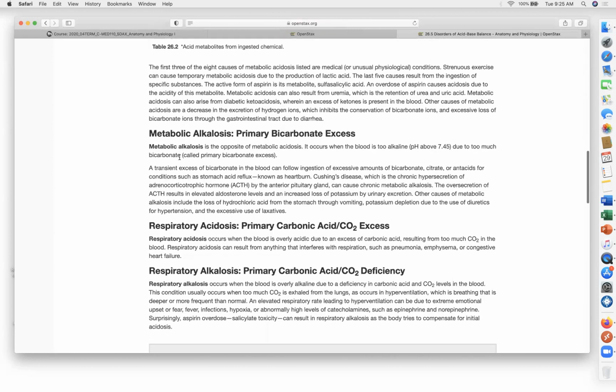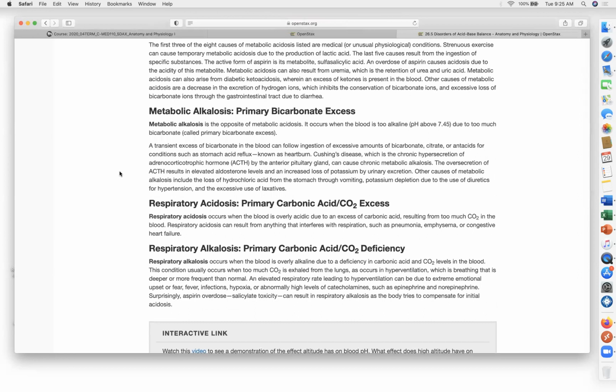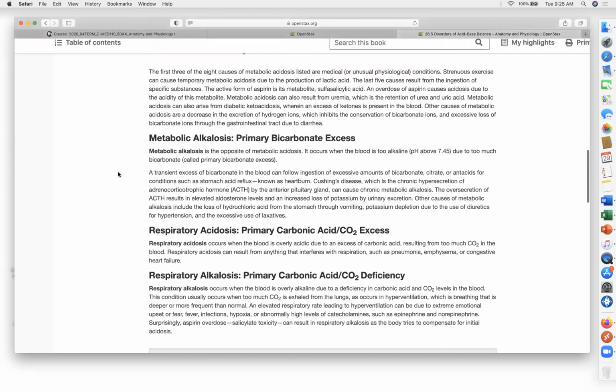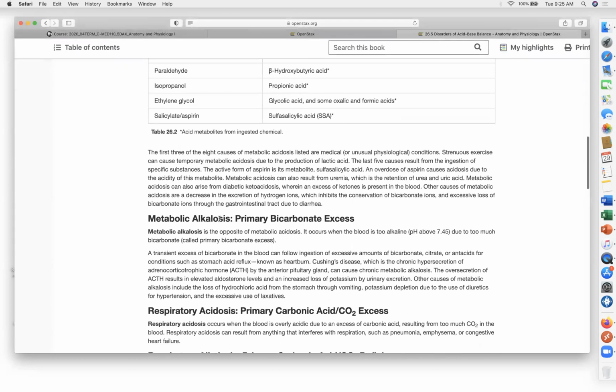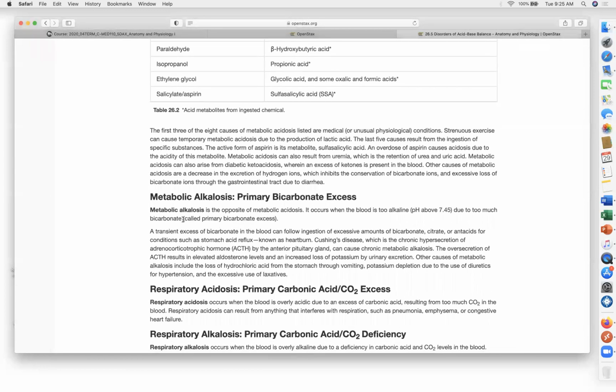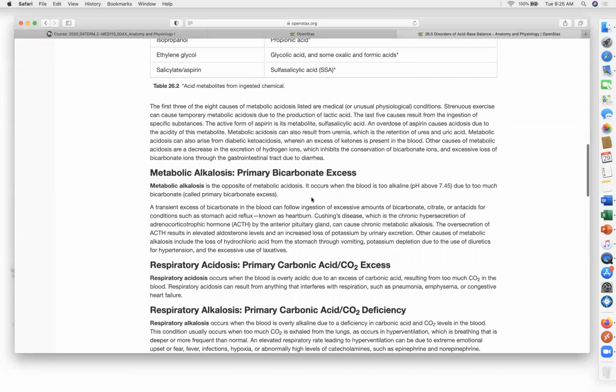Let's look at metabolic alkalosis. Remember, there's a metabolic and a respiratory component of acid-base. Metabolic alkalosis means osis, abnormal condition, of alkaline. My patient is too basic, and they're too basic because of some sort of metabolic process. So, primary bicarbonate excess. I could have a question that states, my patient has way too much bicarbonate. If they have way too much bicarbonate, their pH should be above 7.45. That makes sense, right? And that's alkalosis.